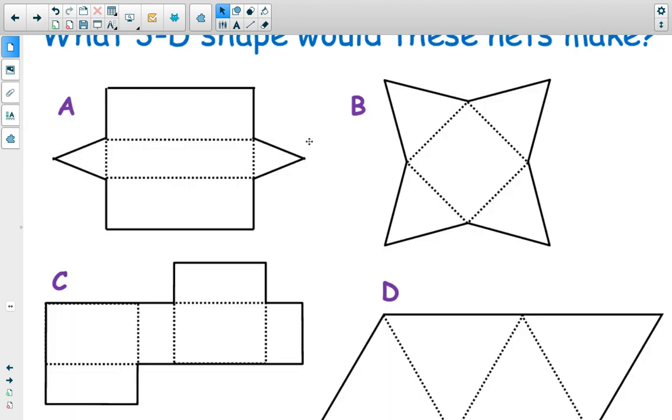Okay, what are these nets? Well, this one has 3 rectangles, so because I have those rectangles with bases, it's going to be a pyramid. I mean a prism, sorry. Prism and 2 triangles, so this would be a triangular prism. This one has 1 square base and 4 triangle faces. So this would make a square or a rectangular pyramid because my sides are triangles.